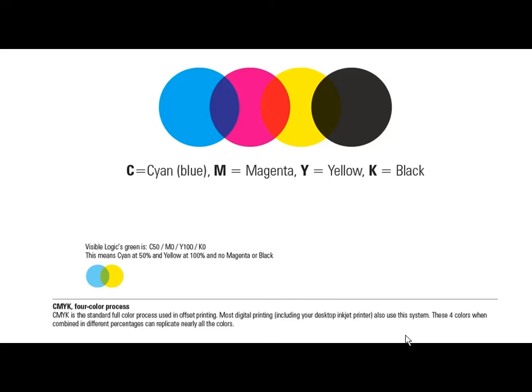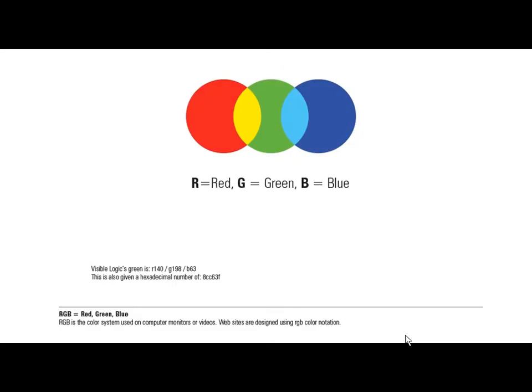What is the color system they use for online? Anyone know? It's three letters. I'll tell you, don't worry. It's called RGB. Red, green, and blue. RGB. This is the system used for online. So if you're designing for online, you'll most likely be designing in RGB. Okay?